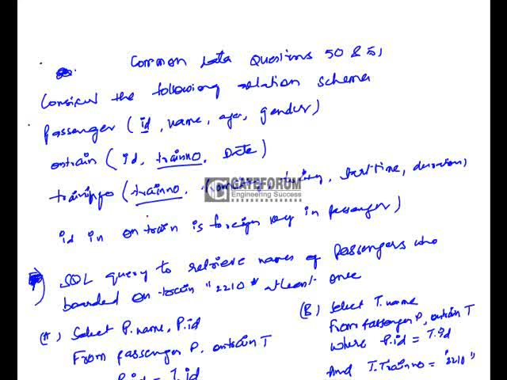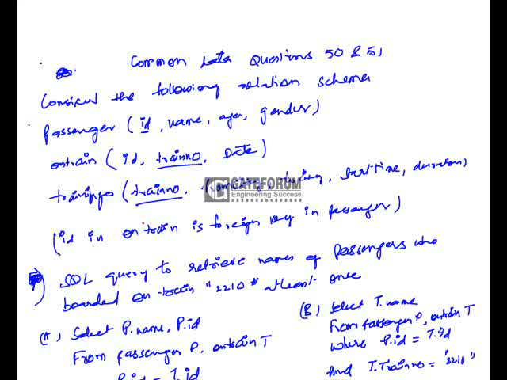Here, the passenger table contains the attributes ID, name, age, and gender, in which ID is a primary key. The on train table contains ID, train number, and date, in which train number is a primary key. And train info contains train number, from city, to city, start time, and duration. These are the attributes in the table train info, and train number is a primary key for that table.